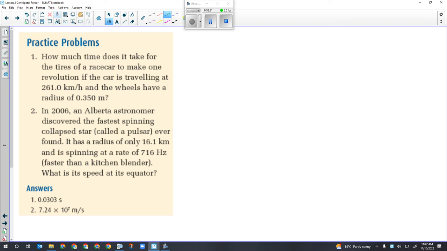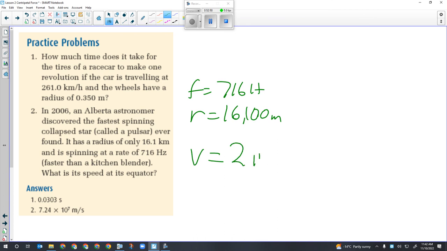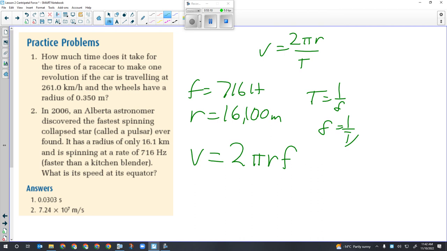Is that a period or a frequency? That's frequency. All right, so I know f is 716 hertz. I know the radius is 16,100 meters, and I'm looking for the speed at its equator. So v will equal 2 times pi times r times f. That's that manipulation we learned yesterday. Normally the formula is written like this, but T equals 1 over f, and f equals 1 over T, so I can just put f in up here. So I'm going to go 2 times pi times 16,100 times 716, and when I do that, I get 7.24 times 10 to the 7 meters per second.